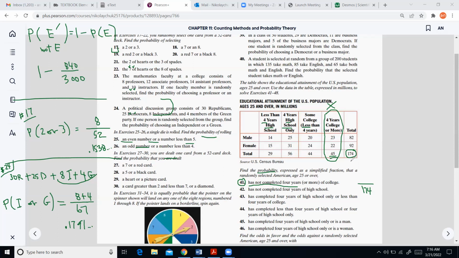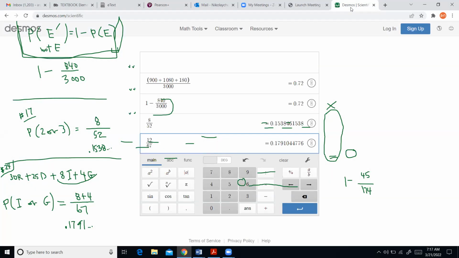So how can I do that exercise? Well, I can utilize the previous idea, the complement, or not, or 1 minus, right? 45 out of 174. So I just did the complement. So from 1, I subtracted the probability that the person did complete 4 years of college, because what I need to find is the chances that the person is on the opposite side, has not completed those 4 years. So you just go with the complement then.